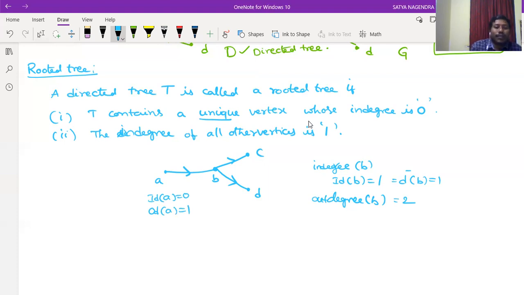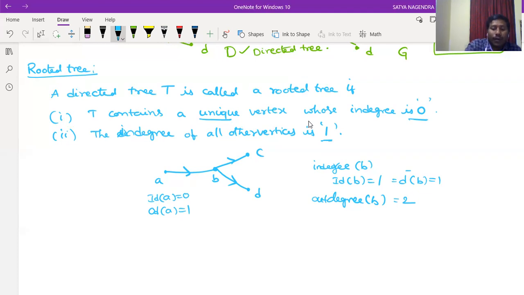Now you come to this definition. A directed tree T is called a rooted tree. You know directed tree, we just discussed. So when can you call it a rooted tree? If you have a specific vertex in that tree, a tree is nothing but a graph, whose in degree is 0. Only one vertex like that you must have. Next, for the remaining vertices in that tree, the in degree is 1. Then you can call it a rooted tree.